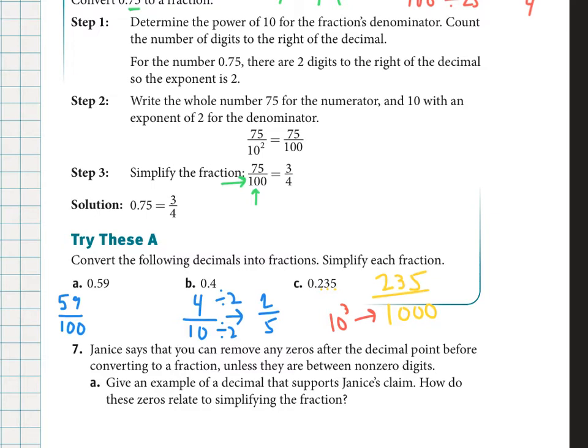I know that 5 goes into both of them, so let's divide 235 by 5, and that will get us 47. And if we divide 1,000 by 5, we are getting 200. Okay, so 47 over 200 would be our final answer here.